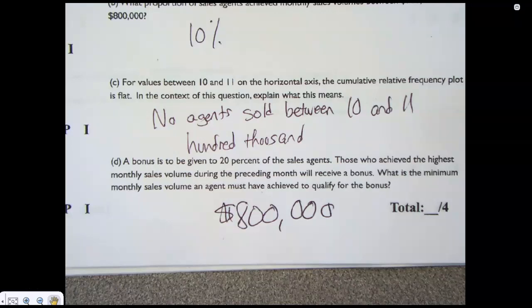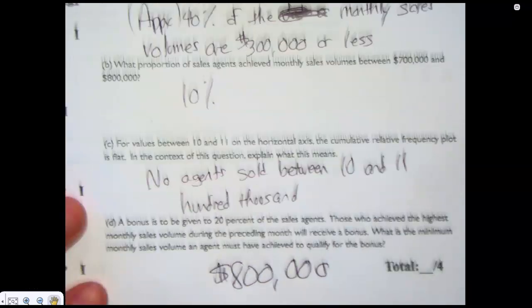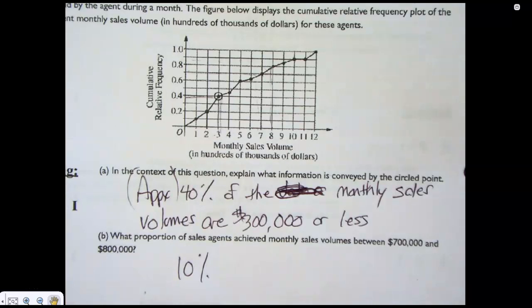And then a bonus is to be given to the top 20%. So the top 20% means what percent are going to be below you? 80. So I'm going up to the 80, reading down, and that's like 800,000.